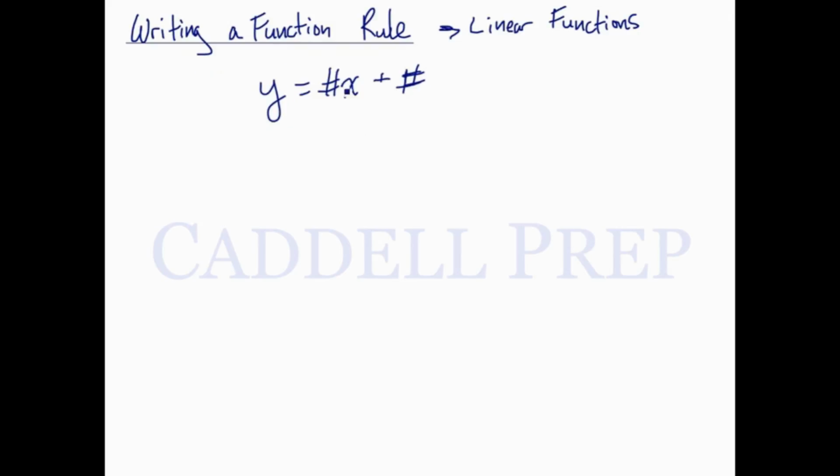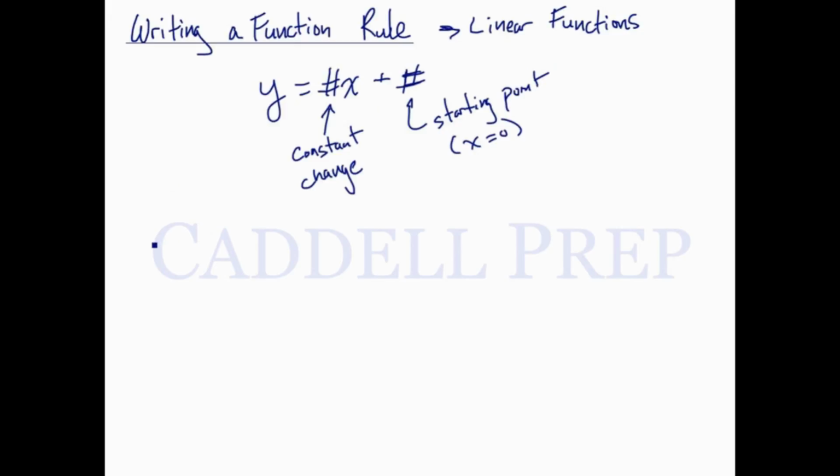So when writing a function rule, keep in mind that the number in front of the x is going to be whatever that constant change is. And then this number would be our starting point. So, for example, when x is 0, whatever we have to begin with.